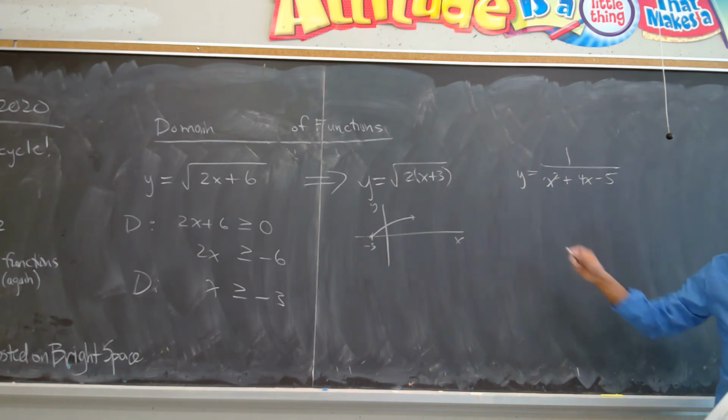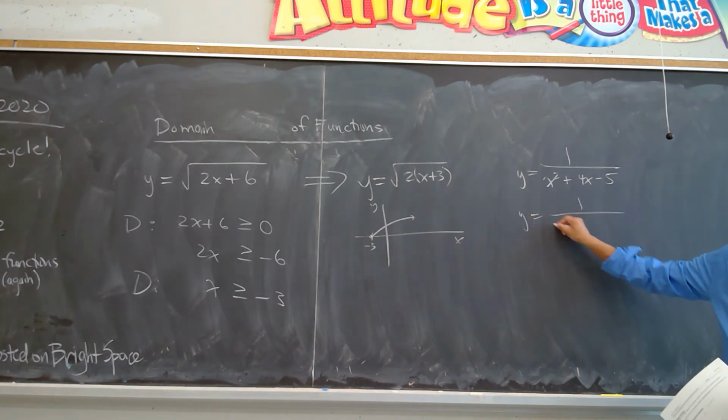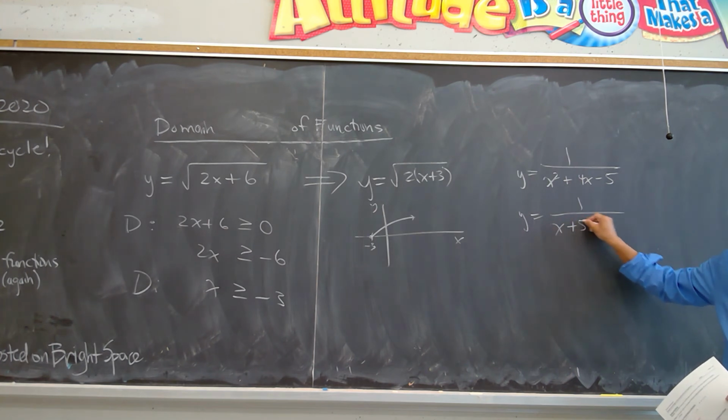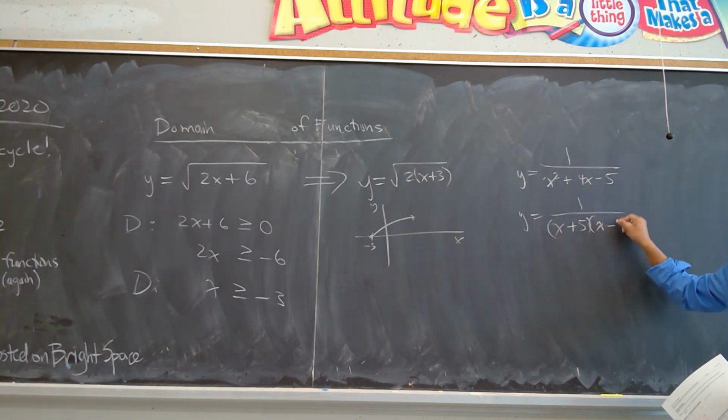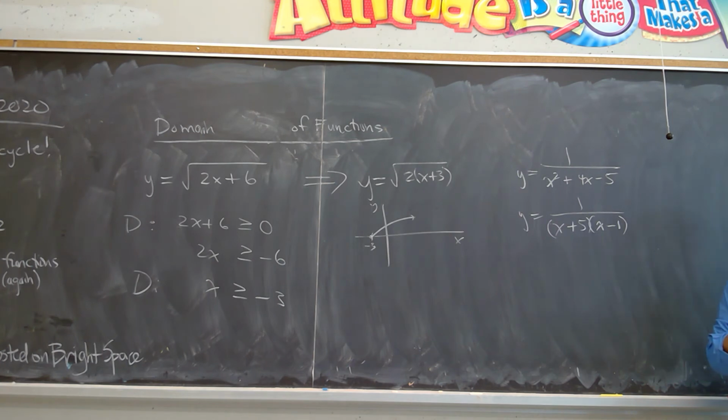Beautifully said. Now, we would factor first, right? So I think everyone's okay. x plus 5 times x minus 1. Hope I factored that correctly.